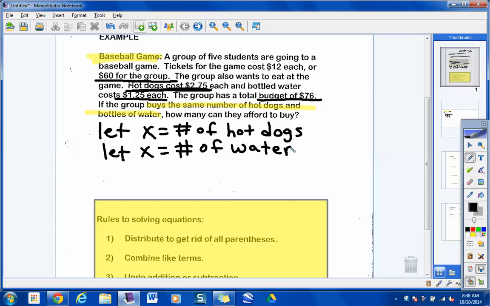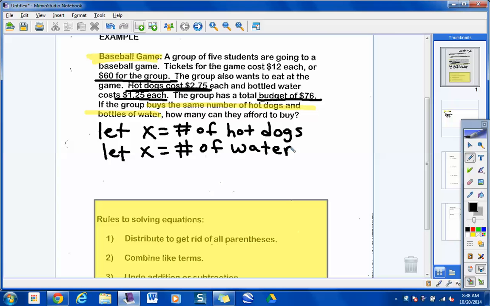If I buy 7 hot dogs, that means in this problem we're buying 7 bottles of water. Or if I buy 4 bottles of water, that means we're buying 4 hot dogs, right? We're buying the same number of each in this problem. Do you guys agree with the way that's worded up there?